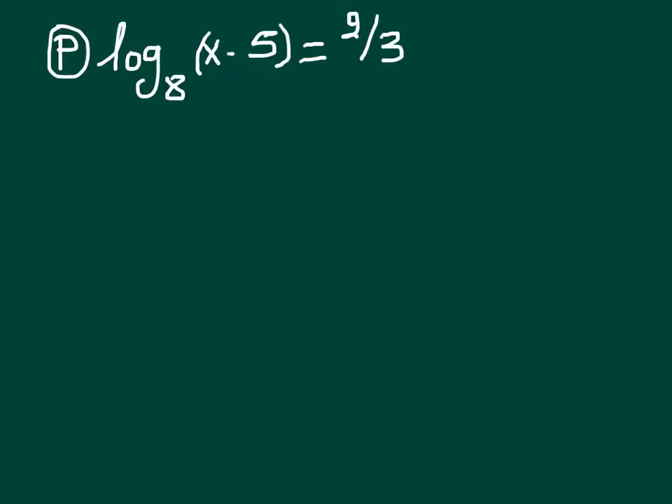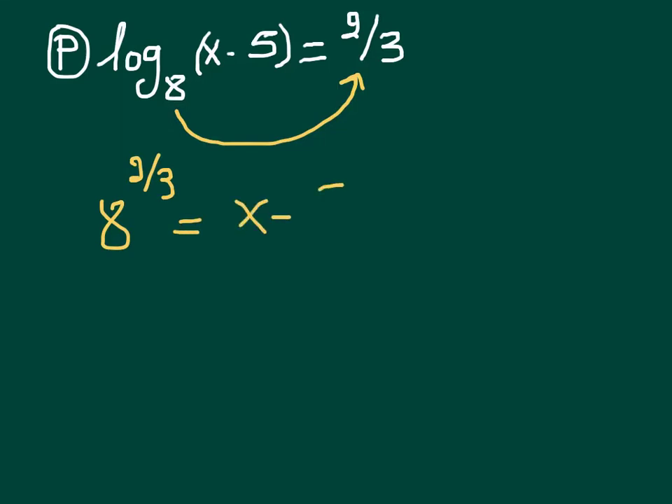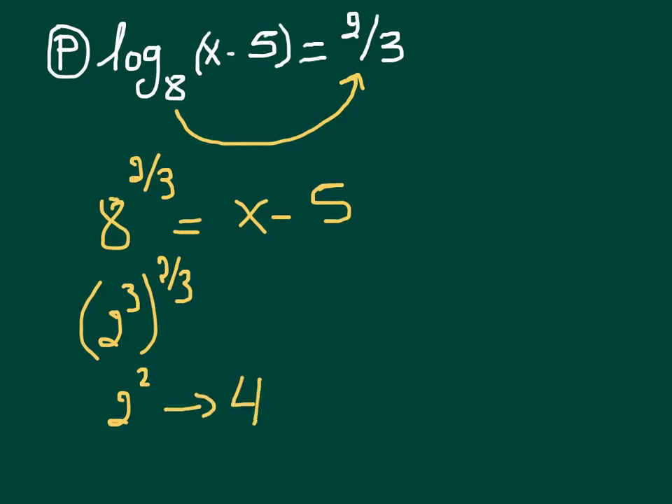Part P. Part P, we have 1 log, 1 side. All what you need to do now is snail. 8 raised to the 2/3 power is equal to x minus 5. Now I need you to be able to do this without the calculator. 8 is 2 to the 3rd. 2 to the 3rd raised to the 2/3 is going to give you 2 squared. And 2 squared, as you can see, it's going to give us a 4. 4 equal x minus 5, which gives us x equal to 9.